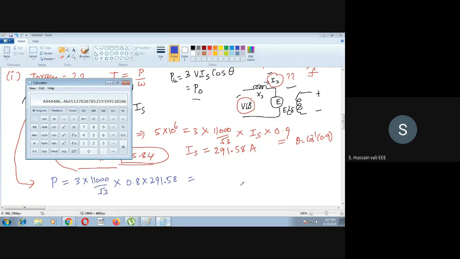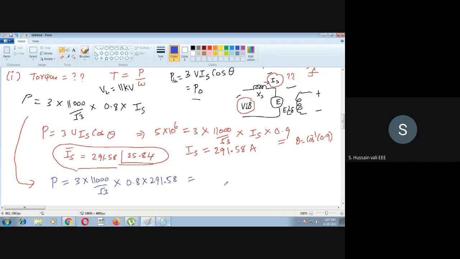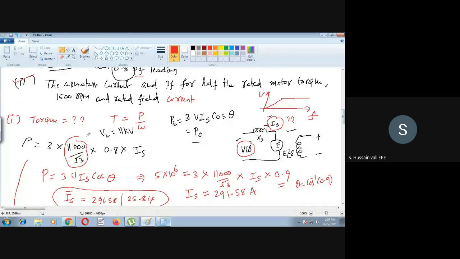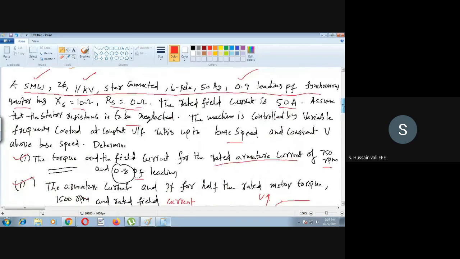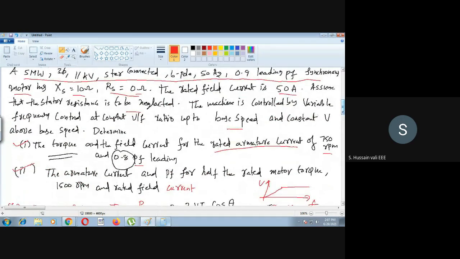What is the voltage we have taken here? I think we went wrong here. I'm sorry, there is a mistake in this case. Sorry for this, this is the wrong one. This is a wrong take. Why did we take the voltage as 11,000 by root 3? Because we take it as phase voltage.